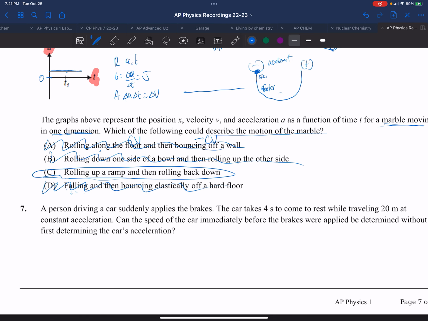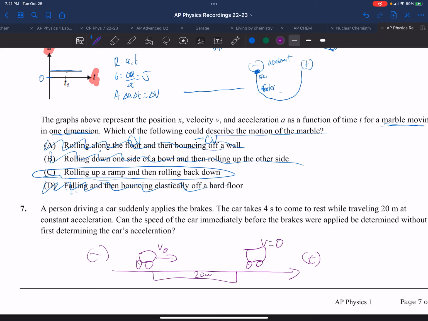So we have a person driving along with a car. We have our positive direction, our negative direction. It's moving along. We have a V0 that's unknown, and it slows down and it comes to a stop, and the final velocity is 0, and this distance is 20 meters. The acceleration is constant, and this happens in 4 seconds.